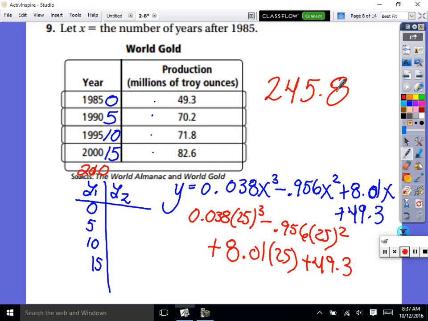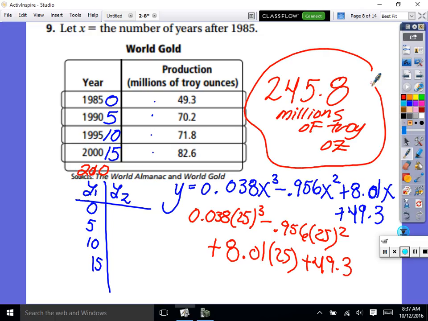So if you calculated this right, you should have got around 245.8. Did you get that? You all were getting about that? Yeah. So 245.8 millions of troy ounces. That's just the measurements. That's how much gold production you can expect in 2010.